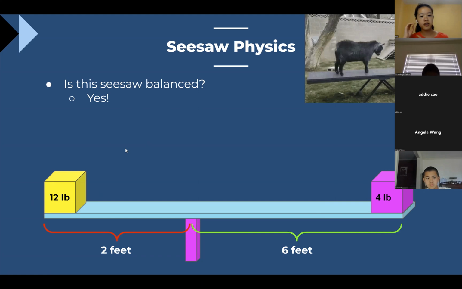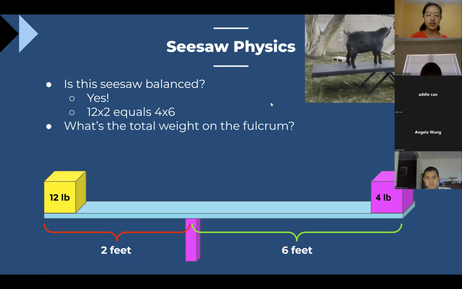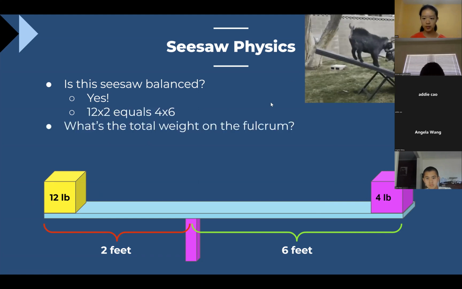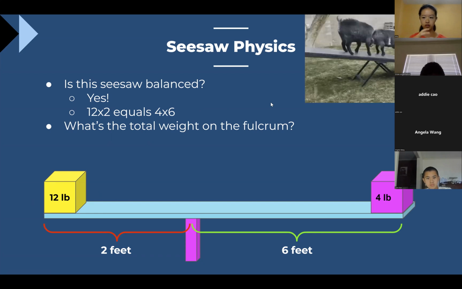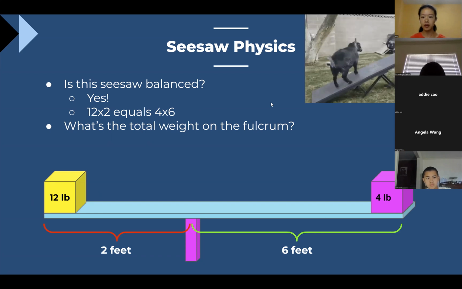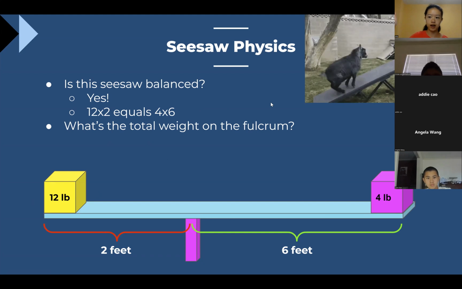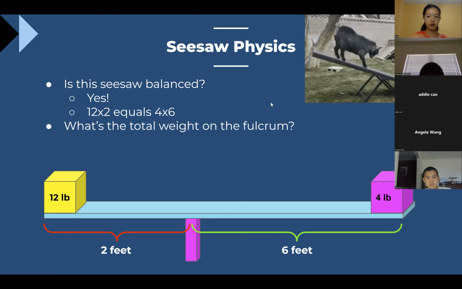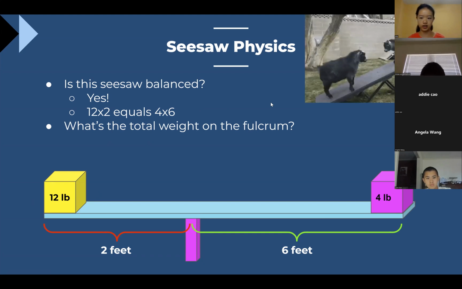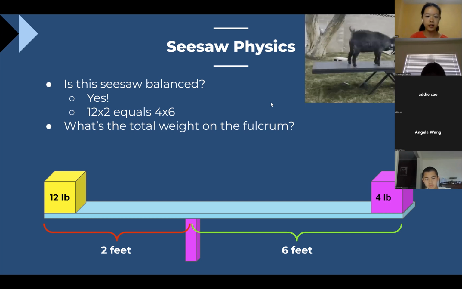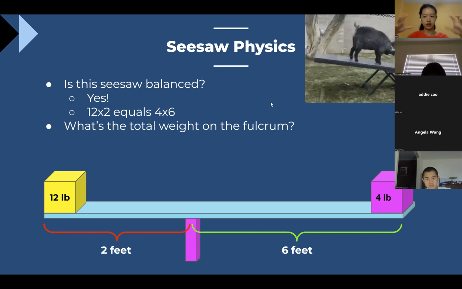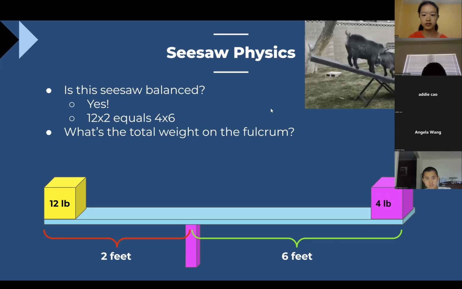And here's another important thing. If a seesaw isn't balanced, you can't add up the things on each side to find the total mass on the fulcrum, because if it's not balanced, then one side is touching the ground. So actually the amount of weight on the fulcrum doesn't equal the total weight sitting on the seesaw. So you can only find the total weight sitting on the fulcrum when it's balanced.